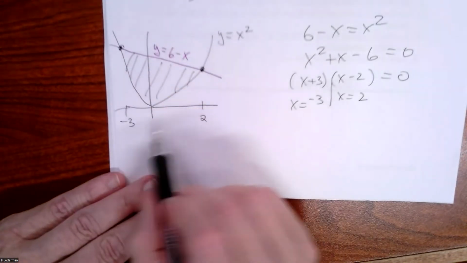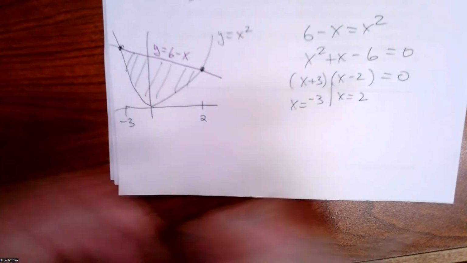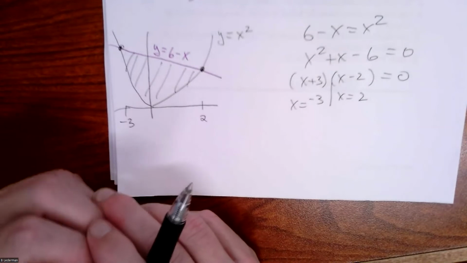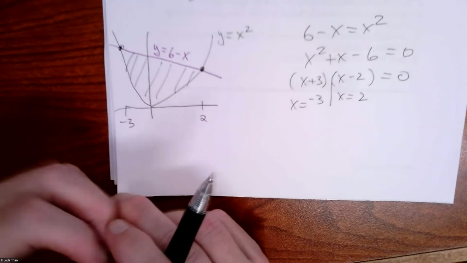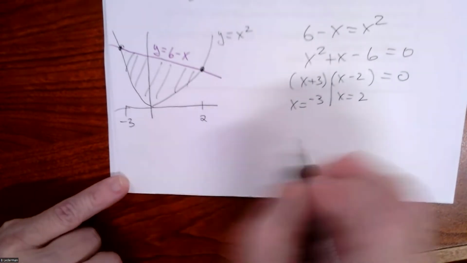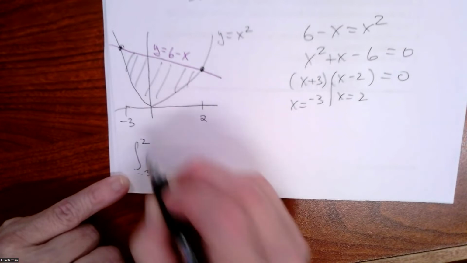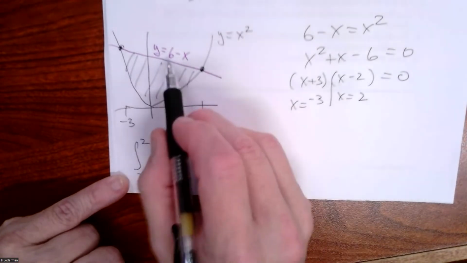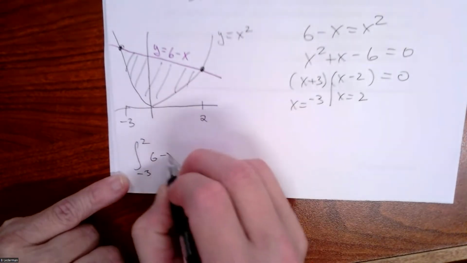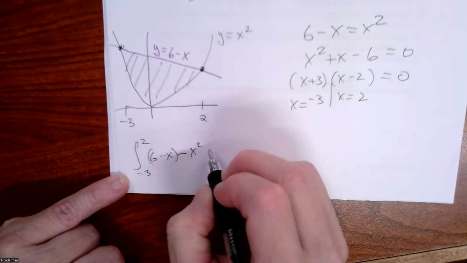Of course, it doesn't look that way. The way I drew the picture, the 2 is a lot bigger than the 3. But again, you can't just go by a picture. You have to crunch the numbers. Anyway, we want the integral from negative 3 to 2 of 6 minus x minus x squared.